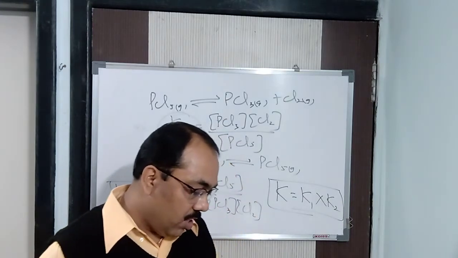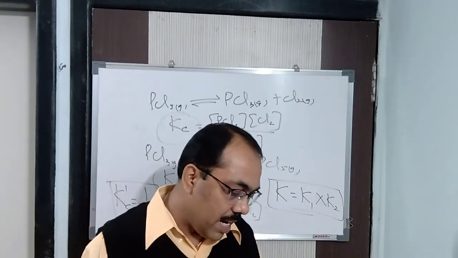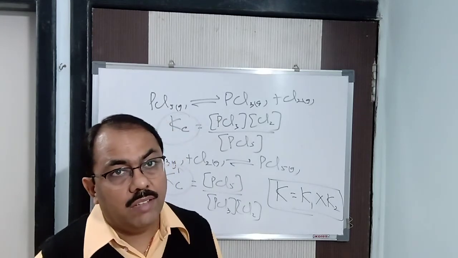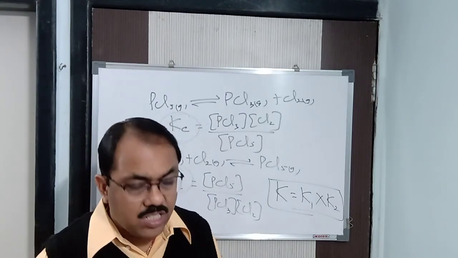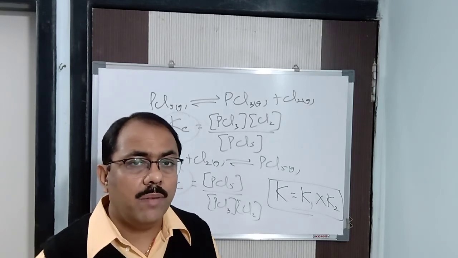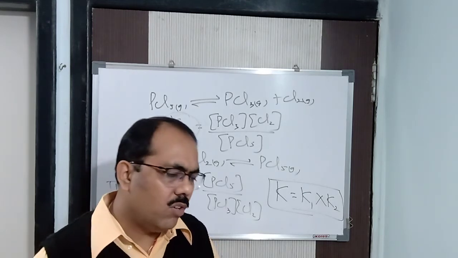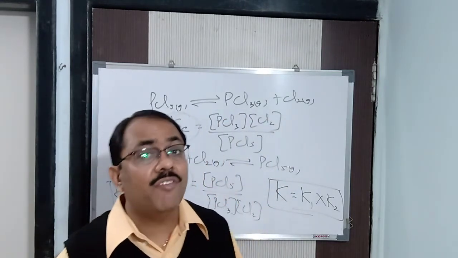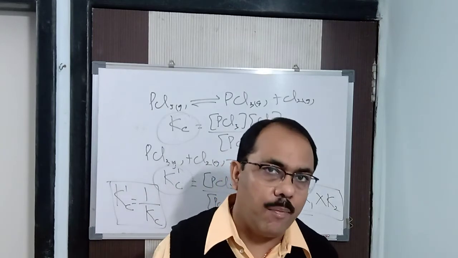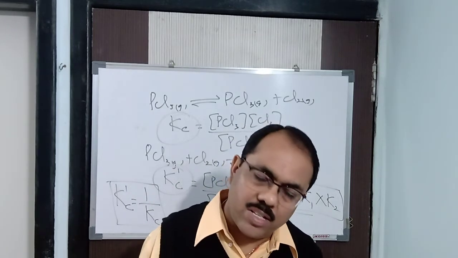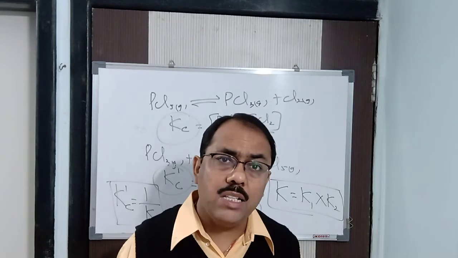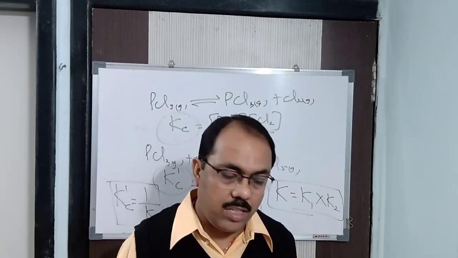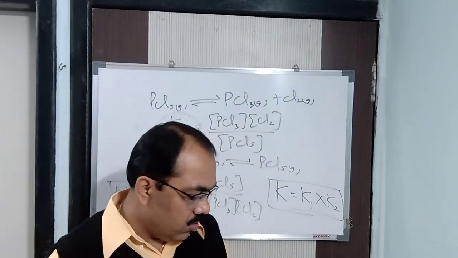Now, the value of the equilibrium constant is not affected by the addition of a catalyst to the reaction. If you add any catalyst, will the equilibrium of the reaction change? No. The only thing that will happen is that the reaction will attain equilibrium at a faster rate. So the equilibrium constant is not affected by the addition or removal of a catalyst. This you need to remember.